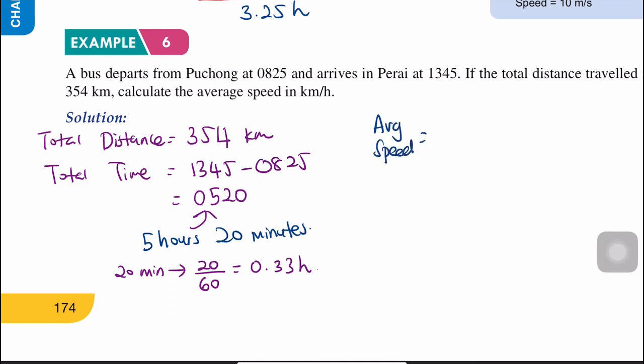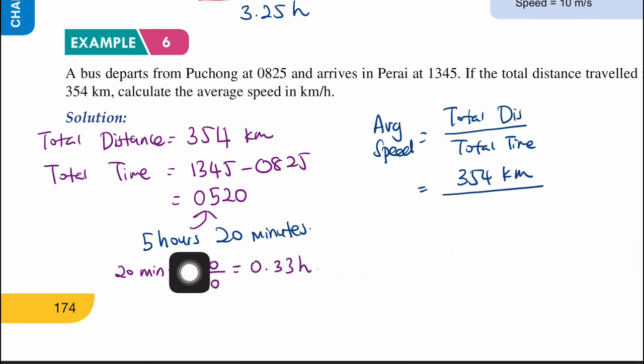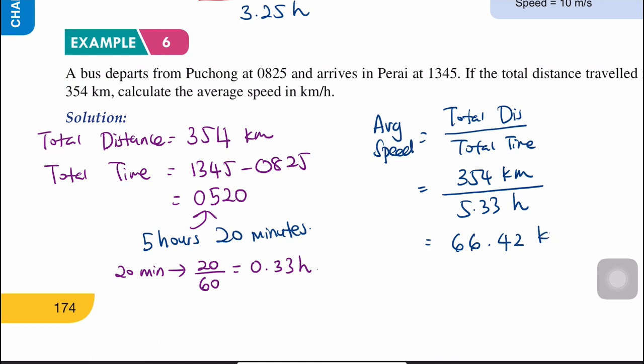So we calculate average speed. Cuba biasakan diri tulis rumus. So total distance divided by total time. Total distance is 354 km, divided by time is 5.33 hours. So press your calculator. You will get 66.42 km per hour. For mathematics, paling-paling pun 2 decimal places is okay.